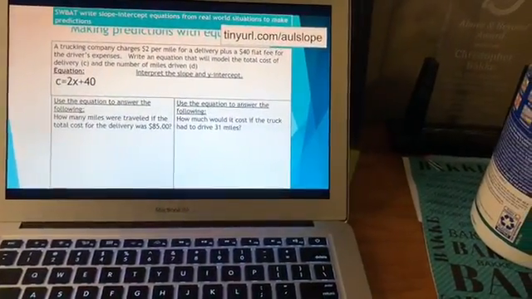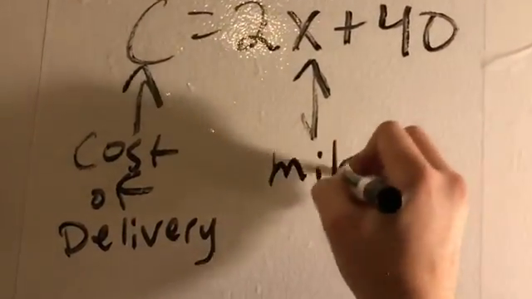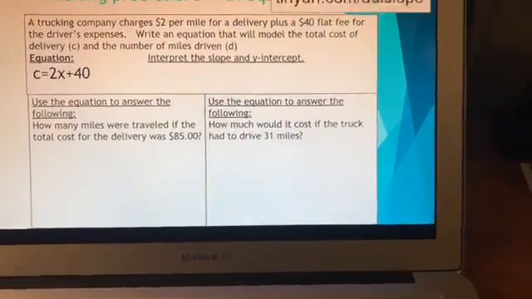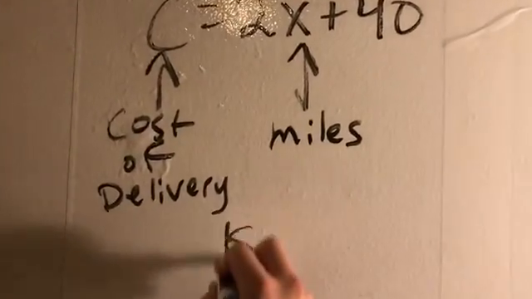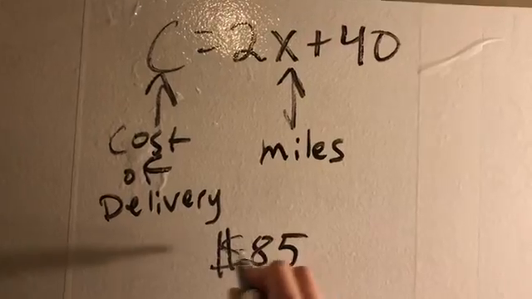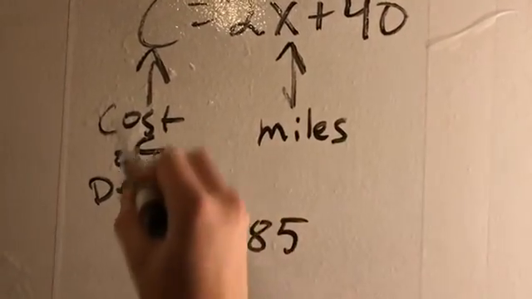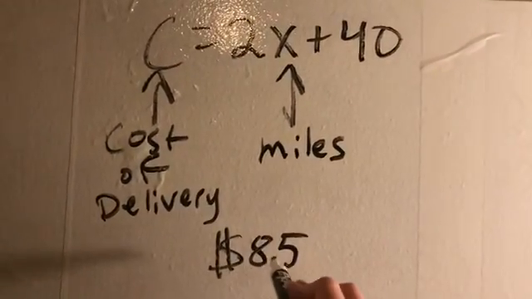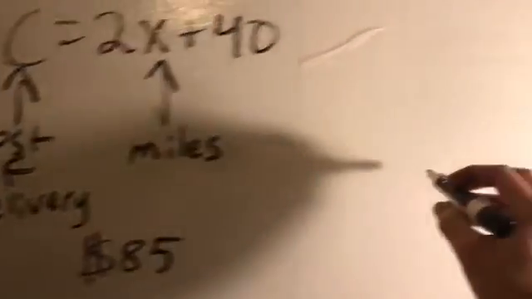And the number of miles driven. So X will be how many miles that guy is going. The predictions. The one over here. How many miles were traveled if the total cost of the delivery was $85? So I'm going to take the number from my word problem, $85, and I'm going to make sure I know what idea it is. Because then ask yourself, does this number match miles or a cost of delivery? And money matches a cost. So I'm going to plug in that 85 up for the C instead.